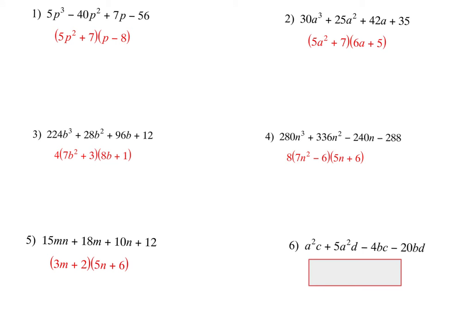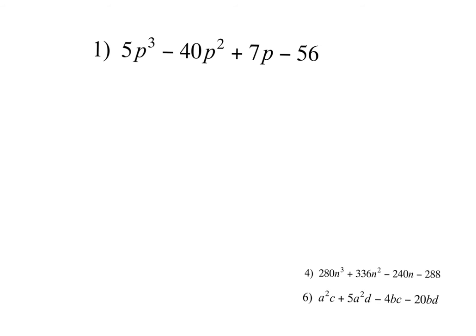These did not have common factors. 3m plus 2, 5n plus 6. They did have multivariables. A squared minus 4b, c plus 5d. Just the basics here. You're going to group the first two, group the last two, and then you're going to look at those individually and see what they have in common.